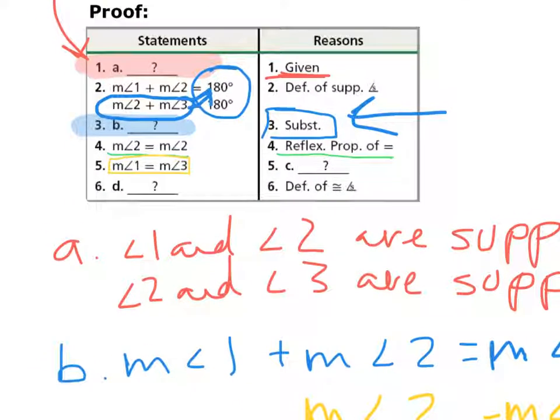And in order to go from saying that they're equal to saying that they're congruent, it's the definition of congruent angles. So the last example, we had the definition of congruent segments to go from equal to congruent. So now we're going from equal to congruent, but with angles. So the definition of congruent angles.